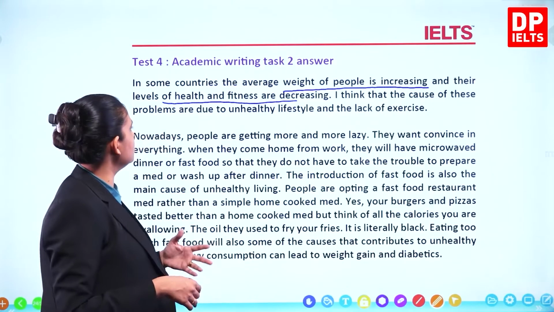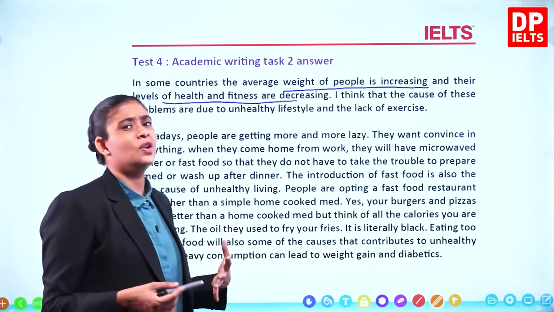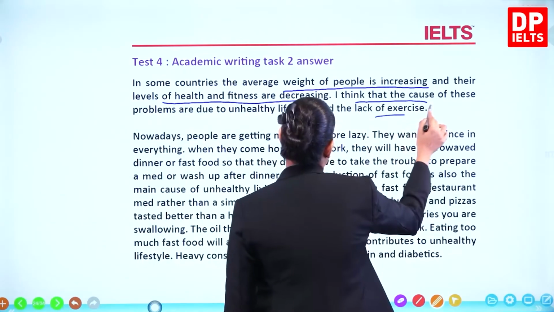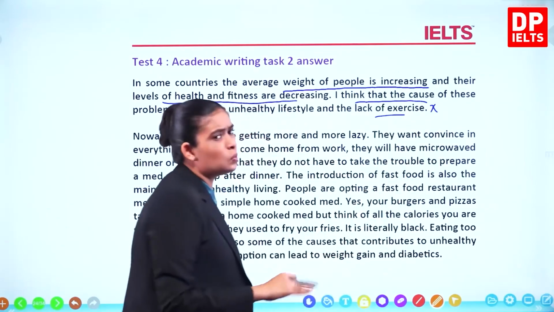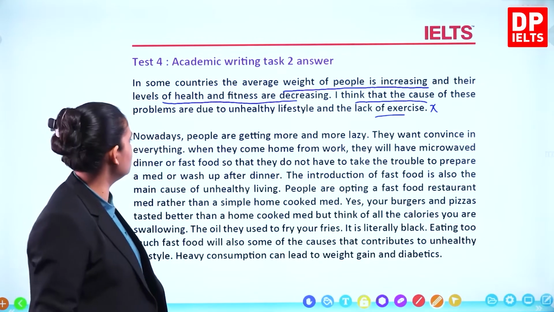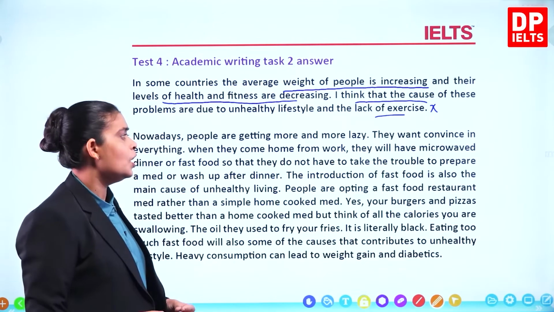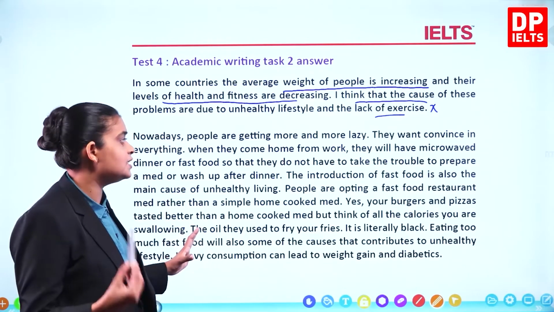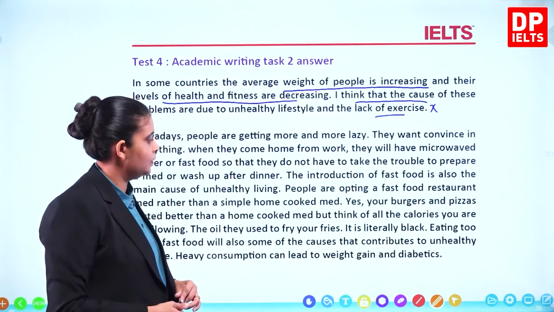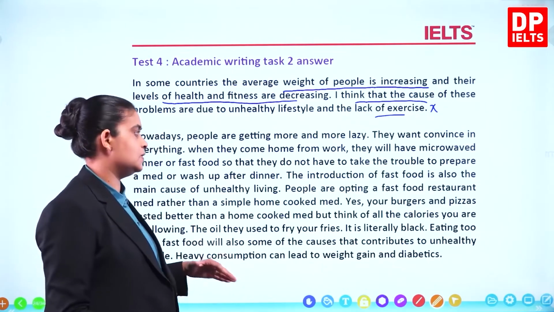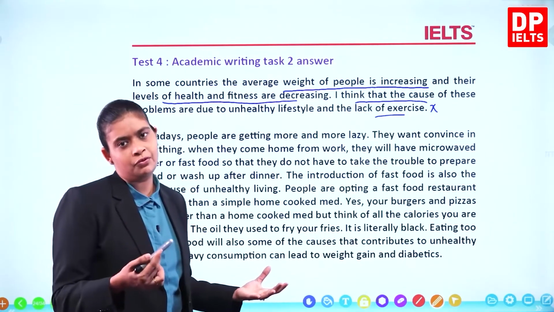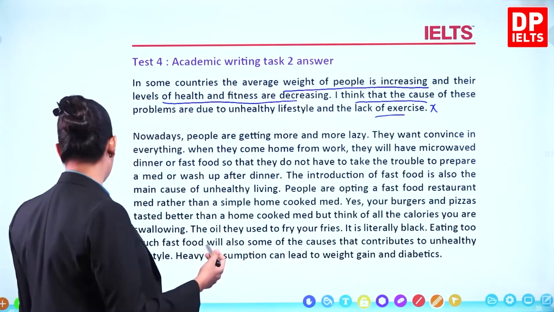I think that the causes of these problems are due to unhealthy lifestyle. They're not asking you that, as a simple one answer. So not really a good one here, okay? Nowadays, people are getting more and more lazy. They want to convince everything when they come from home. If you have a look at it, the student does have good ideas, but limited vocabulary, okay? And kind of repetitive things. So when you say fast food, the examples, but the student keeps on re-emphasizing the same points over and over.